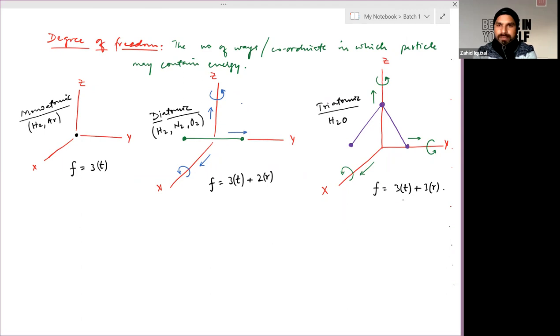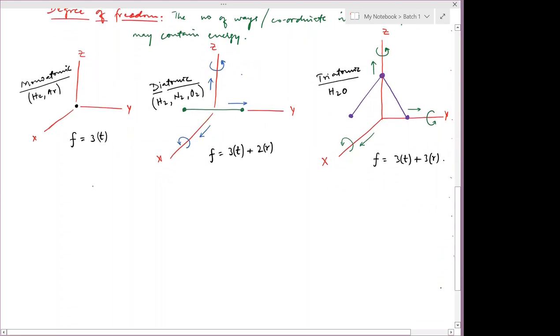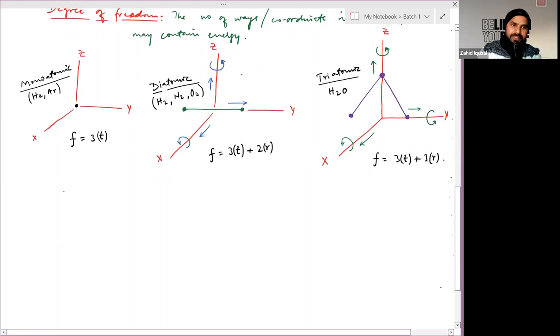Next, it may depend upon their geometry. If it is linear, it will always be 5. If it is bent shape, it will always be 6. And if it is a point object, it will always be 3. It means it will depend upon their geometry or shape. And next, further, it will depend upon temperature. Is it clear? Yes, sir.